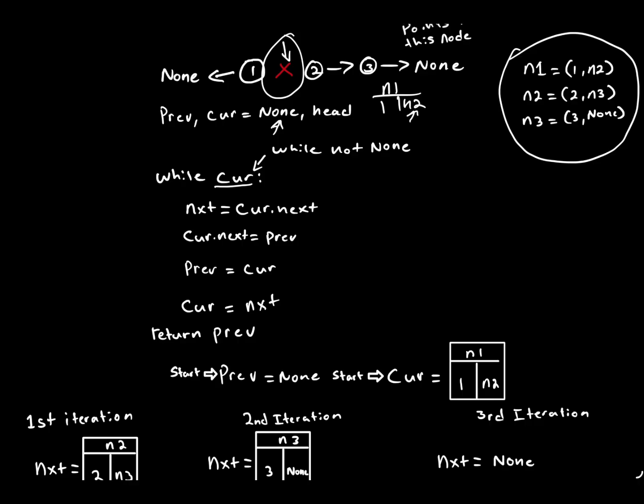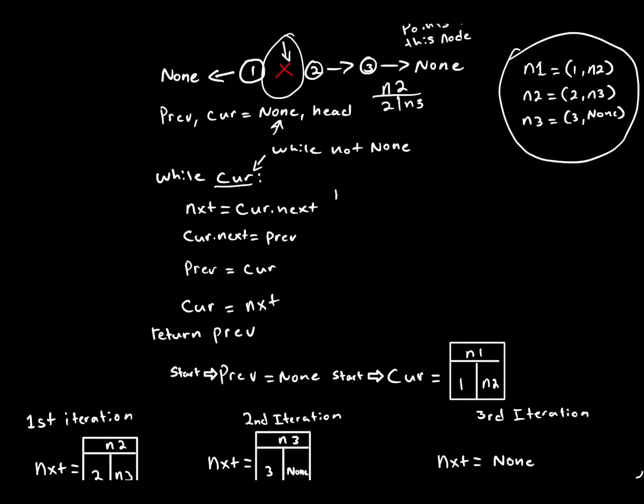Okay, now we're saying, let's just update this right here too. That way we can keep track of where we're at. So right now, node 2. Now we're saying next equals cur.next. So cur currently is node 2, so it holds a value of 2 and our pointer to node 3.